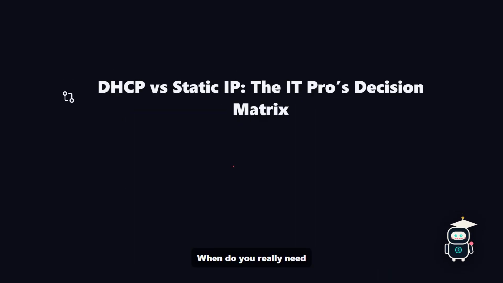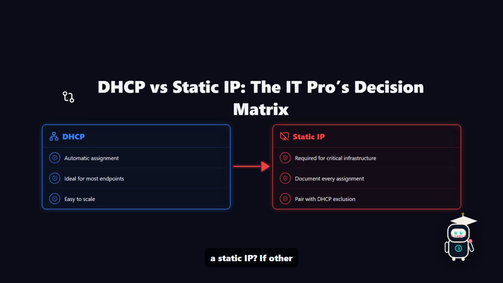When do you really need a static IP? If other devices must always find a service at a known address, your router, domain controller, core DNS server, go static. For everything else, DHCP with reservations is faster and safer. In a typical enterprise, most endpoints use DHCP, while a smaller portion are infrastructure boxes where a changed IP would break something. Document every static assignment and pair it with a DHCP exclusion. And never rely on memory. One undocumented static IP is all it takes to ruin a Tuesday afternoon.